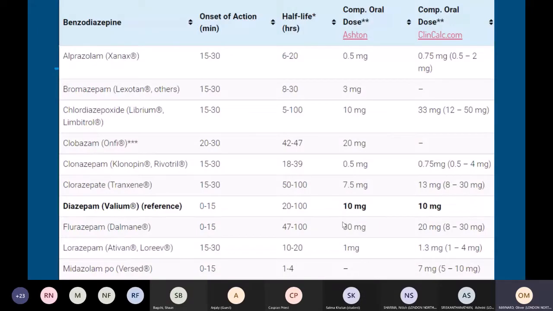So this is quite a useful table, just comparing them all. So we see midazolam at the bottom here. The onset of action is 0 to 15 minutes when you have it orally. So in this particular patient, who was having a very catastrophic variceal bleed, who doesn't want to go back into hospital, who doesn't want any life prolonging treatment which may cause suffering, giving him packed red cells, I think, would be inappropriate.